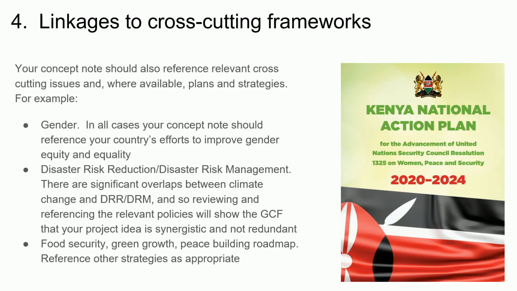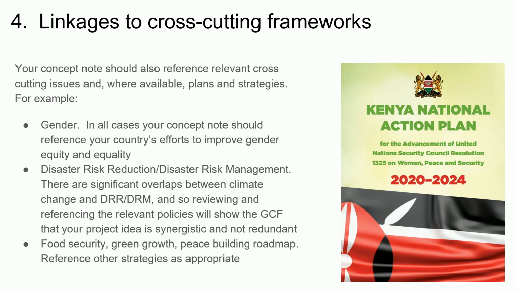Now, our fourth element is to link to cross-cutting frameworks. So your concept note should reference these cross-cutting issues whenever it can. When there are plans and strategies, make sure that you reference those, that you're aware of those. And the GCF pays very close attention to this. So for example, gender. In all cases, your concept note should reference your country's efforts to improve gender equity and equality. That's very important for the GCF. And we'll talk more about that in a later module. But as we're identifying the policy linkages, that's one of the first things that we need to do.